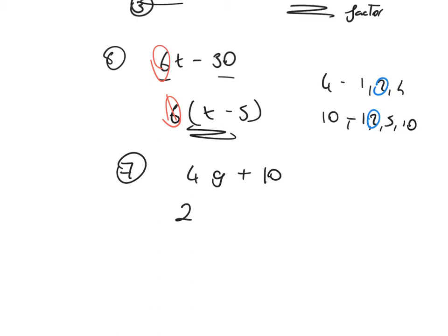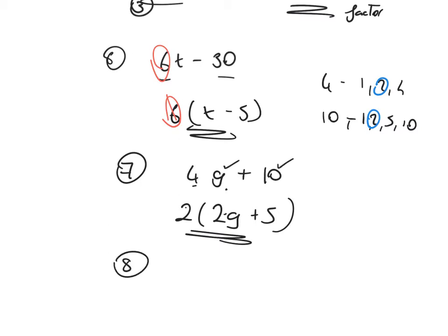Okay, so 2. 2 times what gives me 4g, 2g. 2 times what gives me 10, that's 5. 2 bracket 2g plus 5, is that right? 2 times 2g is 4g. 2 times 5 is 10, that's the correct answer.